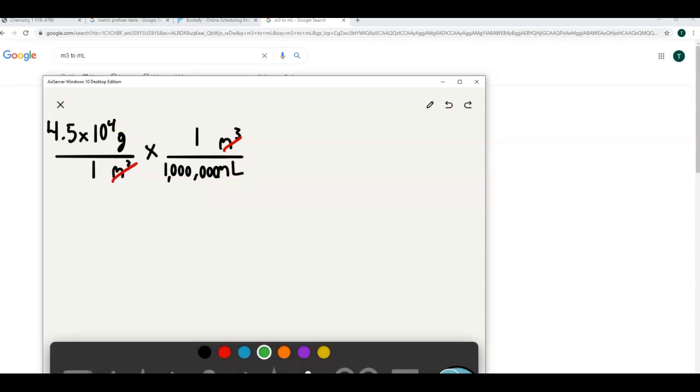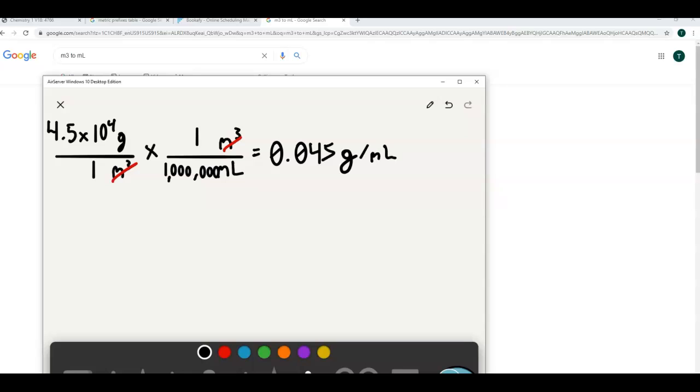So let's do this math. It's going to be 4.5 times 10 to the 4th power divided by 1 million. Oh, and by the way, in your scientific calculator, there should be a 10 to the x power button, so you can always use that. But you can fiddle around with your calculator on your own time. So 4.5 times 10 to the 4th power divided by 1 million. I get 0.045. I really hope that's right. 0.045 grams per milliliter.